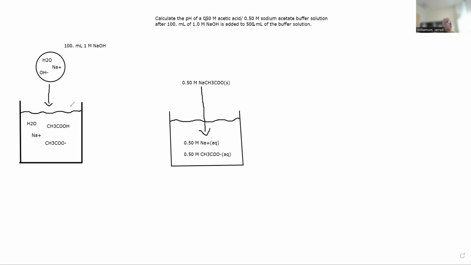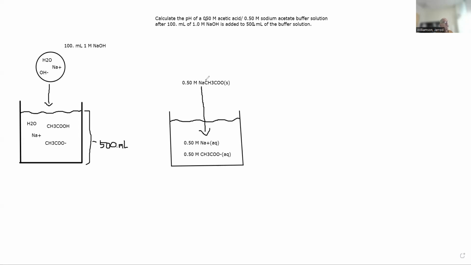Okay, so initially, here's my 500 mils. What do I have floating around in my 500 mils of buffer solution? Well, mostly water. Then I have my weak acid, acetic acid. And then my sodium acetate is NaCH3COO minus. When you drop this into water, it separates into sodium ions and acetate ions. Sodium ions and acetate ions.